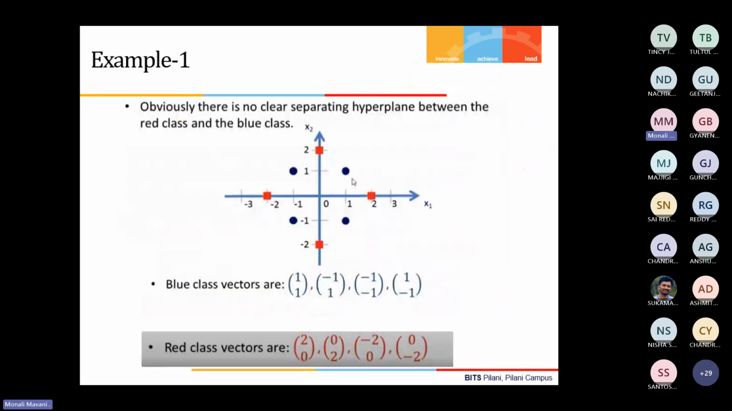Okay, so theory is done. I'll show you this toy example. Should I go ahead with this toy example?